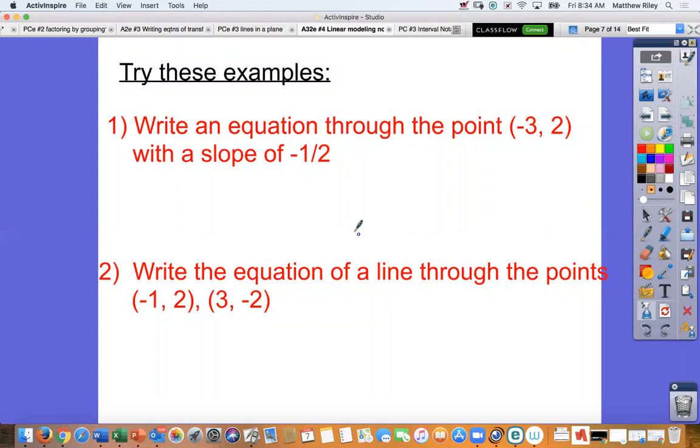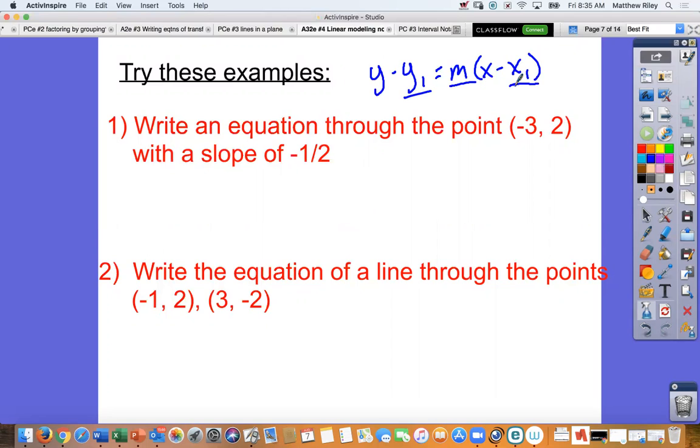Okay, so on number one, and again, notice I did not give you any equations. You're going to have to know those equations. So the two equations that we use are slope-intercept form and point-slope form. So point-slope is y minus y1 equals m times the quantity of x minus x1. So I can plug into the y1, the m, and the x1.